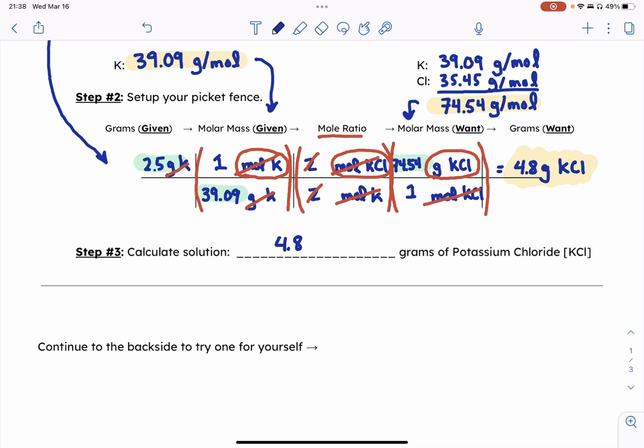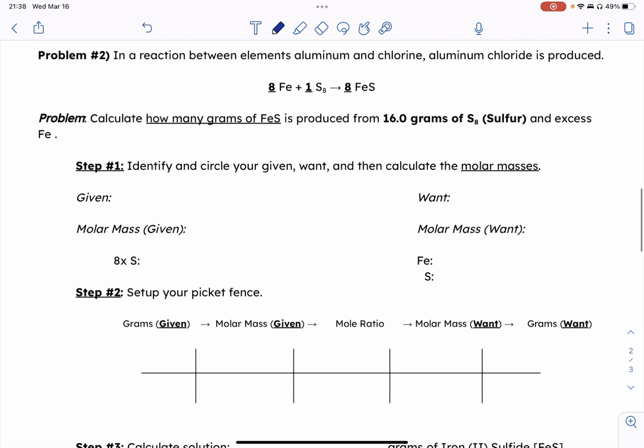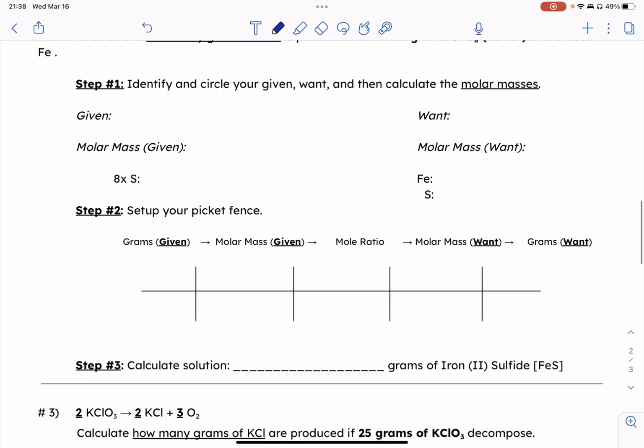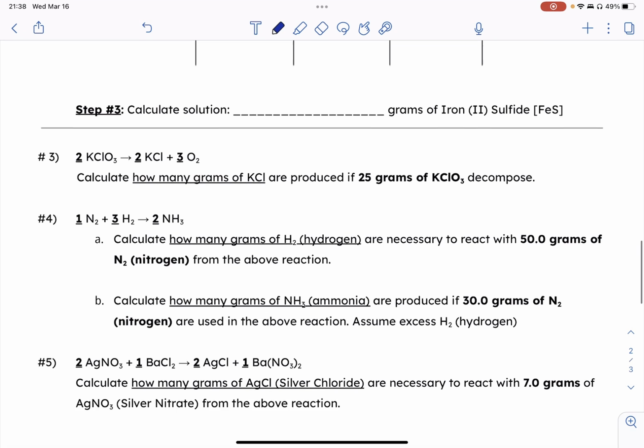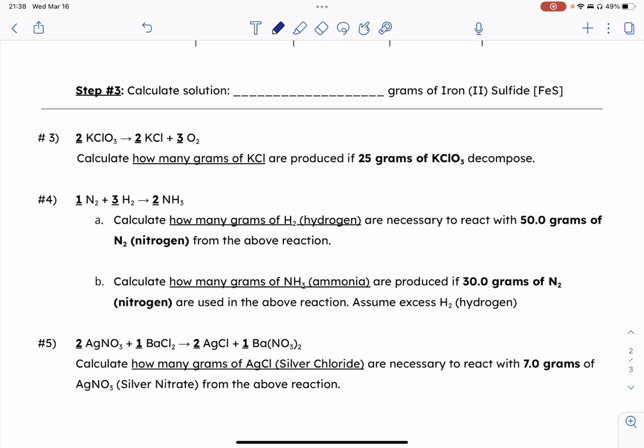Okay, all right, so now you guys are going to continue to the backside and try them for yourself. You'll notice for question 2, it's a very similar question. Again, a balanced chemical equation gives you the same graphic organizer. And then you'll notice that for questions 3, 4, and 5, I removed the graphic organizer. So maybe just do it on a separate sheet of paper so that you guys can show your work, or you can write it really small, whatever floats your boat.